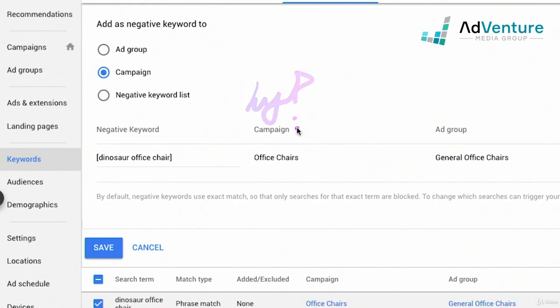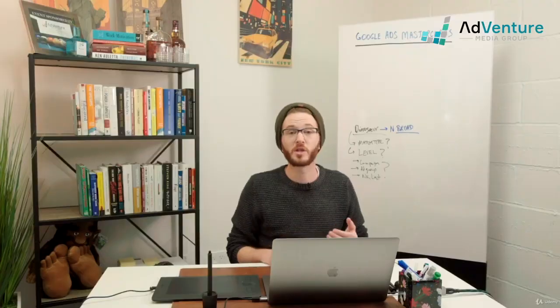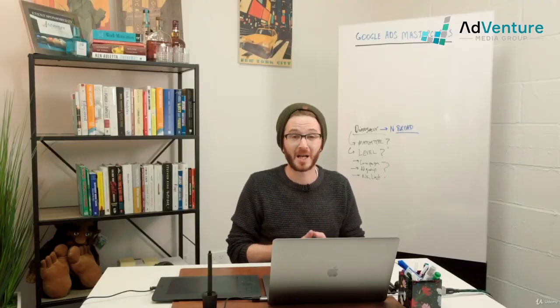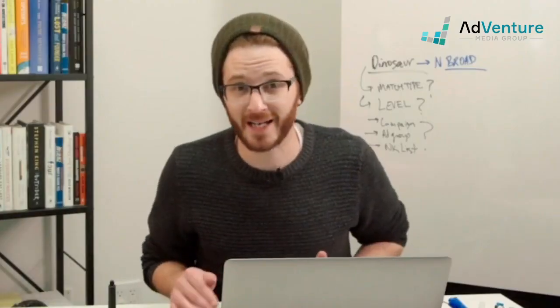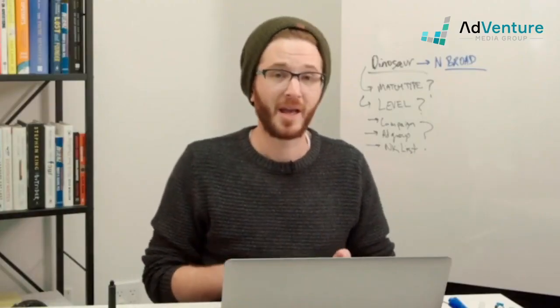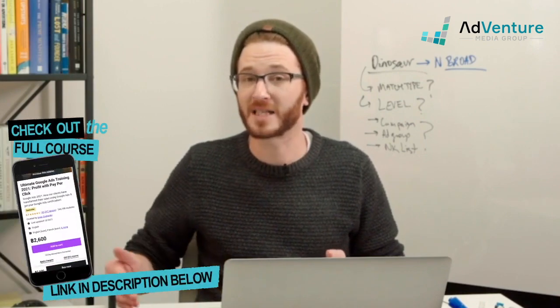Why? Why does Google do that? You guys should know by now. The reason why Google's default match type for negative keywords is exact match is because it'll get you to continue to spend as much money as possible, because exact match excludes the least amount of possible search terms.